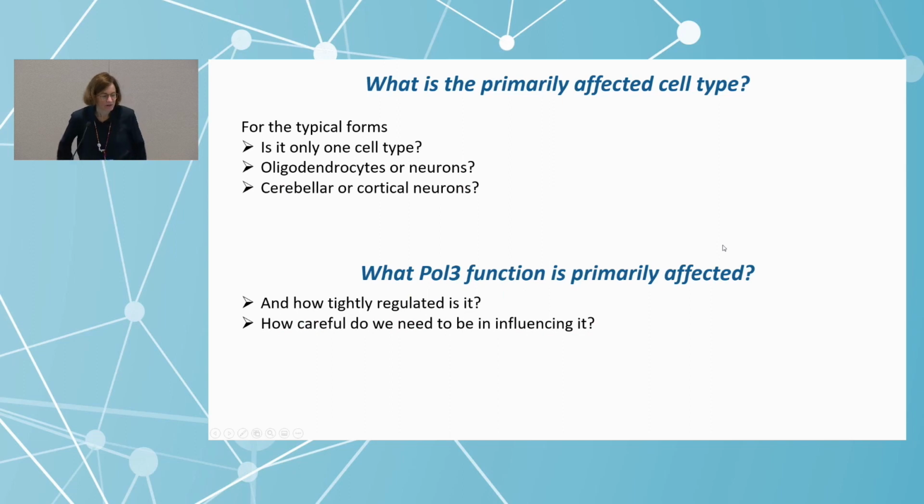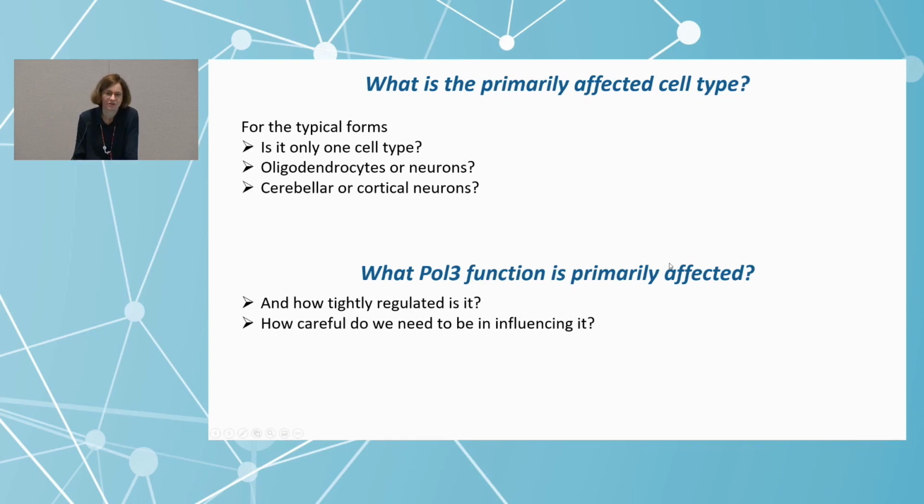So what is the primarily affected cell type? Is it only one cell type for the typical forms? Is it oligodendrocytes because of the hypomyelination that seems to be obvious, or is it neurons? And if it's neurons, is it cerebellar neurons, cortical neurons, or the deep gray matter neurons in the basal ganglia variant? And what of the Pol III functions is primarily affected? Is there a difference between the very different phenotypes, and how tightly regulated is it?